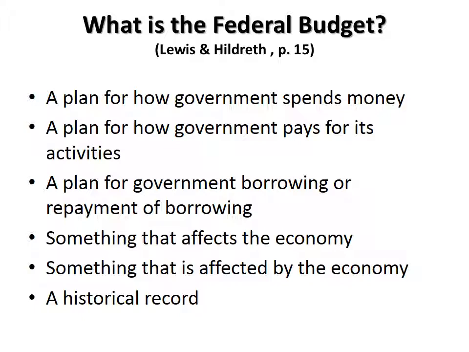If we then apply the discussion of what is a budget and what is budgeting to the federal government, the federal budget can be defined as a plan for how the federal government spends money, a plan for how the federal government pays for its activities, a plan for how the federal government can borrow and the repayment of that borrowing. It's something that affects the economy. It's something that is affected by the economy and is also a historical record. This definition can also be applied to other government budgets as well.